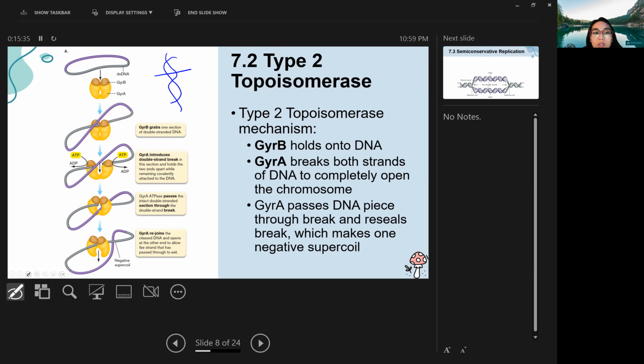Okay. So some things that you need to know is topoisomerase 1 can only break one DNA strand, whereas topoisomerase 2 breaks both DNA strands, so it completely breaks the DNA open. And topoisomerase 1 is used to remove a negative supercoil, whereas type 2 topoisomerase is used to create a negative supercoil.